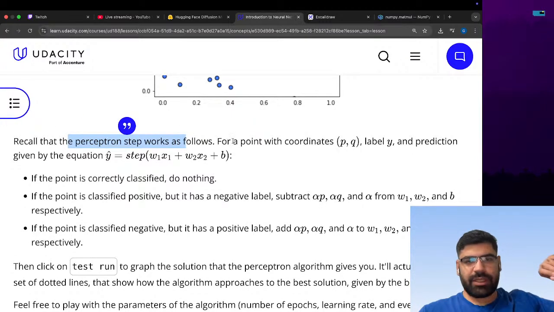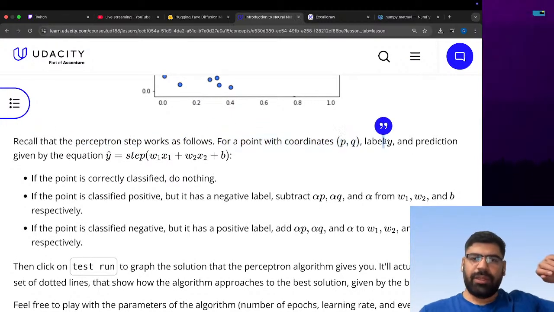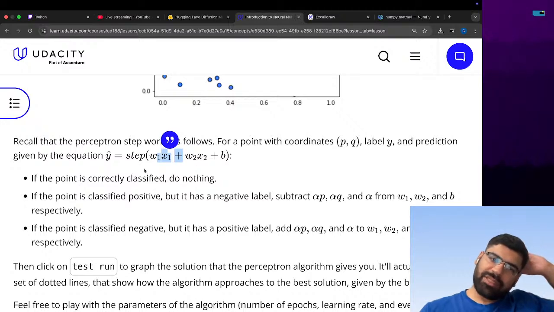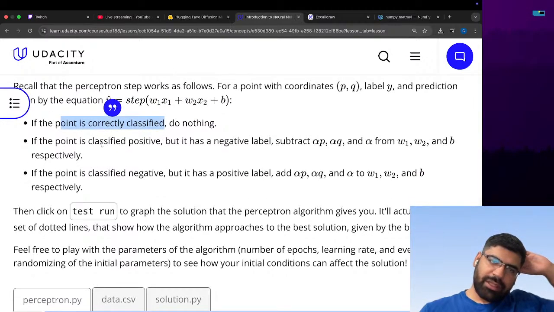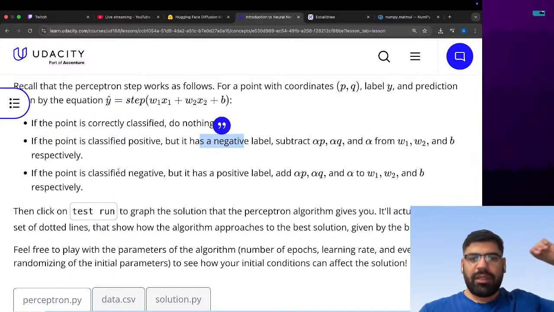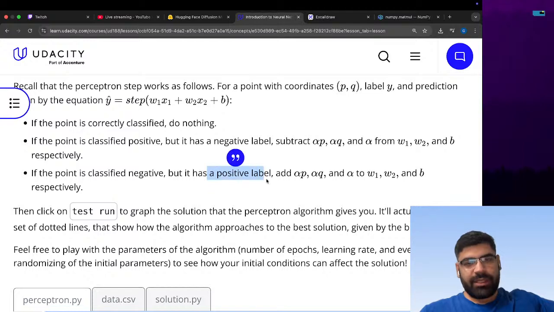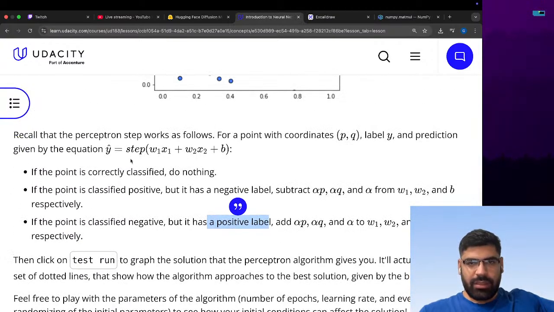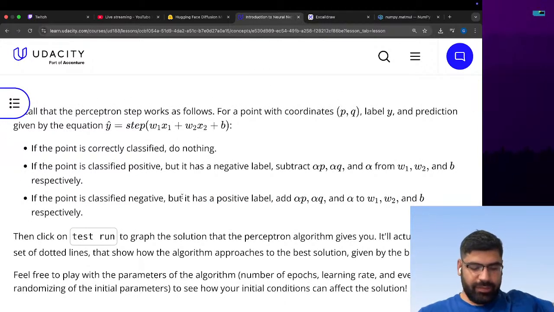Recall the perceptron step works as follows. For a point (p, q), label y, the prediction given is y-hat, the step function of w1 x1 plus w2 x2 plus bias. If the point is correctly classified, do nothing. If the point is classified positive, but it was a negative label, subtract. If the point is classified as negative, but it is a positive one, add. So what was the label? The negative label is 0, the positive label is 1.